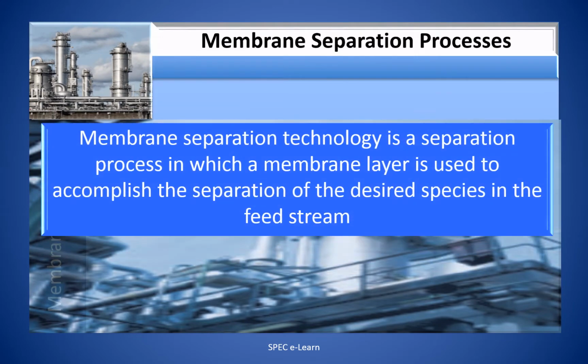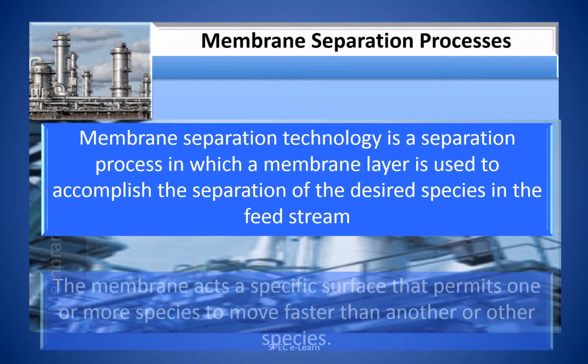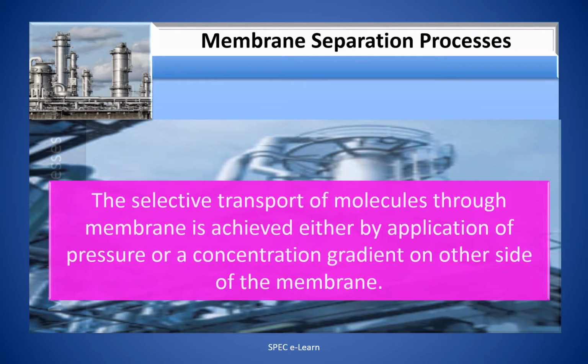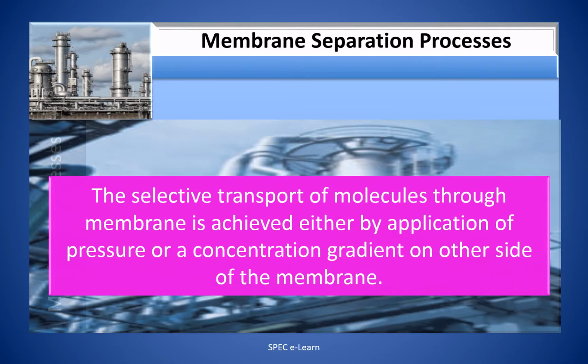Membrane separation technology is a separation process in which a membrane layer is used to accomplish the separation of the desired species in the feed stream. The membrane acts as a specific surface that permits one or more species to move faster than another or other species. The selective transport of molecules through the membrane is achieved either by application of pressure or a concentration gradient on the other side of the membrane.